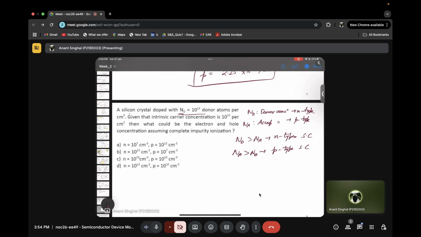We have Nd given and the intrinsic carrier concentration. What could be the electron and hole concentration, assuming complete impurity ionization? We have Nd doping, right? So we need to calculate the minority carrier concentration. Since the doping is Nd, the minority would be holes. Try to do it using the mass action law again, because we are talking about equilibrium only. We are not applying any voltage. Type your answer in the chat box, or you can open your mic and tell. That is not a problem. You can take a few minutes.